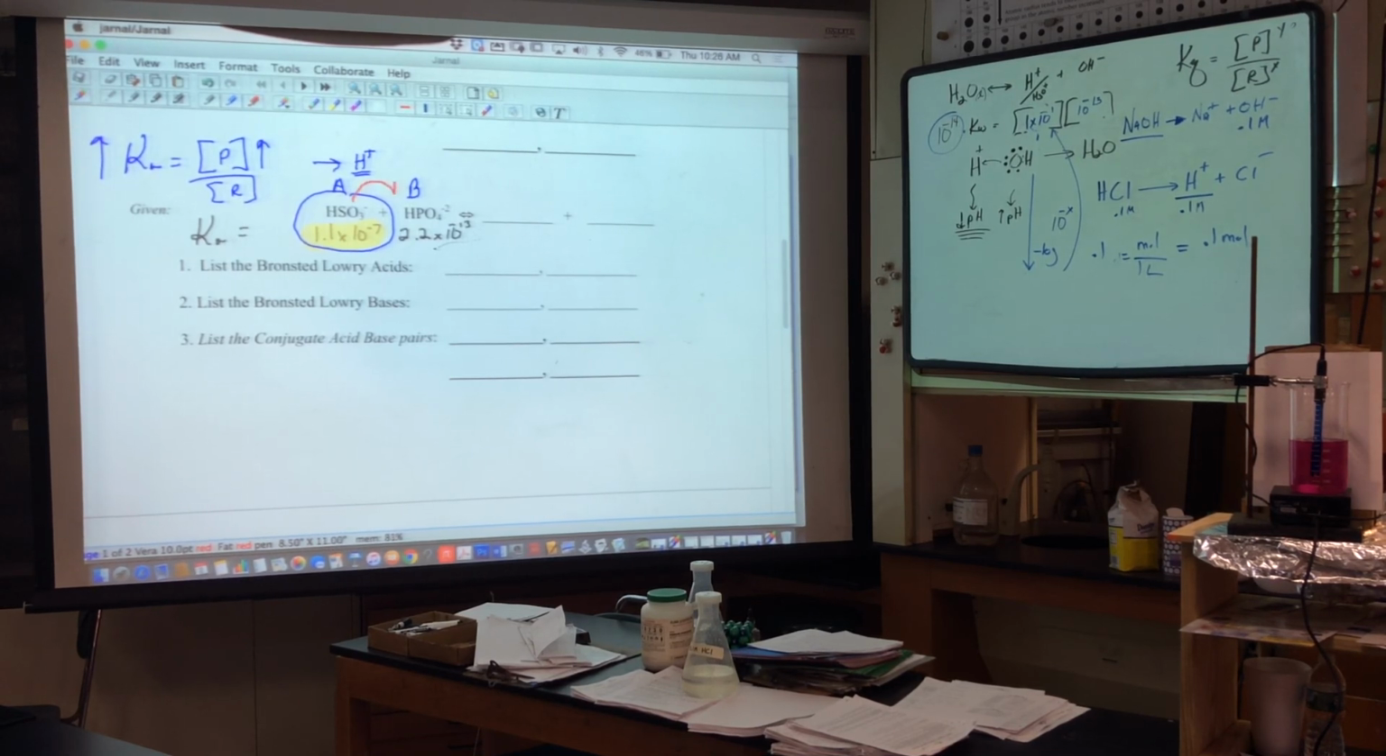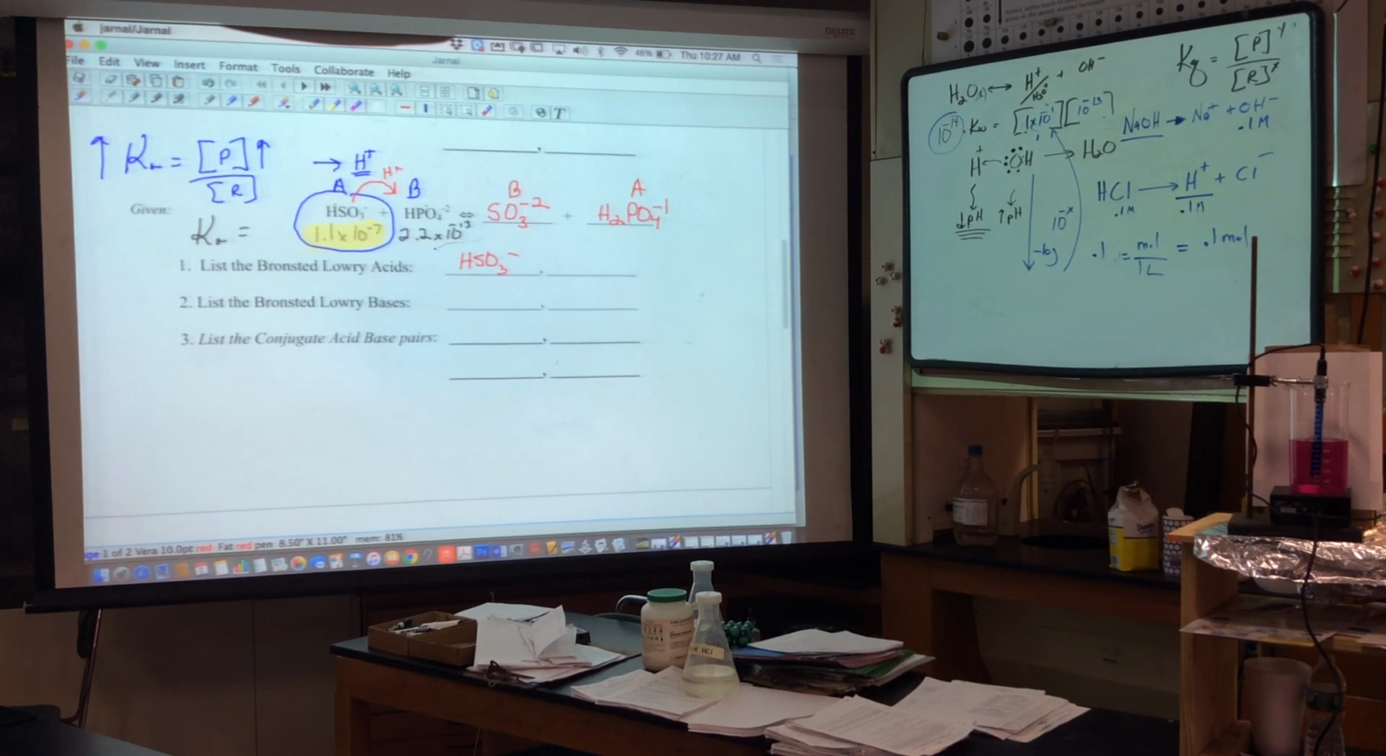The acid donates a proton, so it becomes SO3 negative 2. This guy accepts it: H2PO4 negative 1. Right. Booyah! Who are my acids? The HSO3 and the H2PO4. And on the reverse, if this is a base, this must be the conjugate acid. If this is the acid, here's its conjugate base.